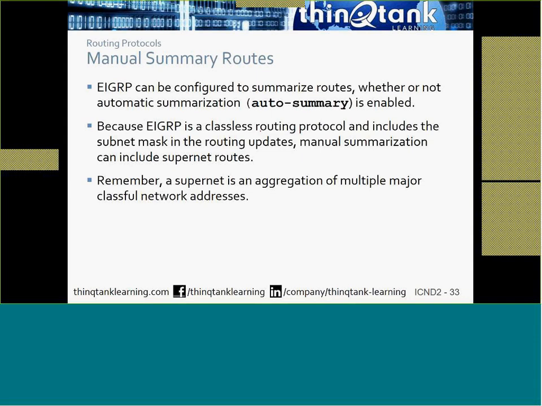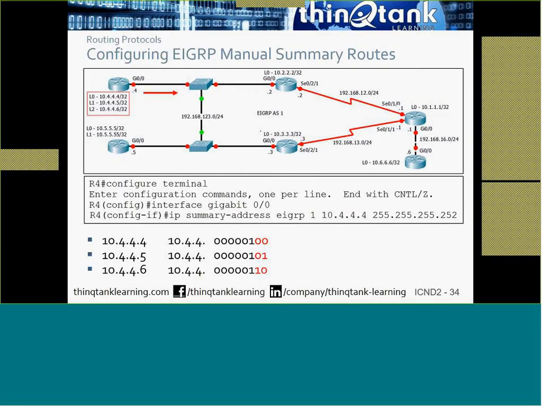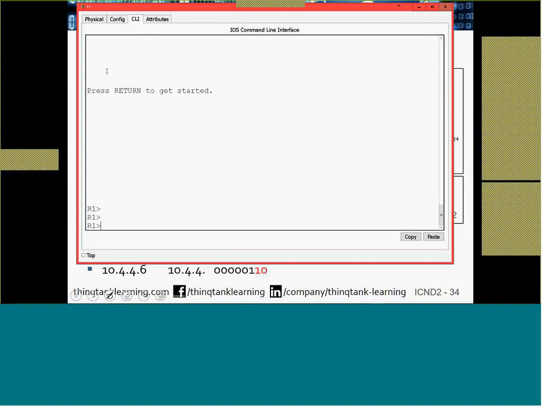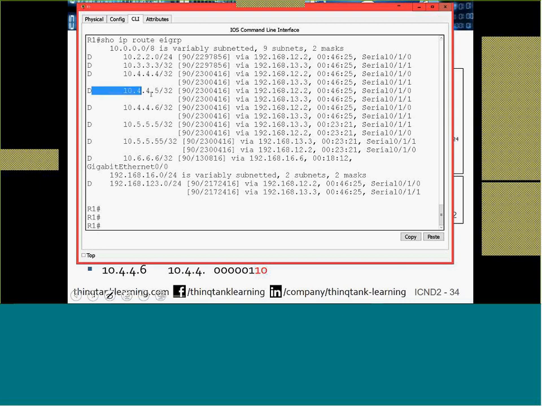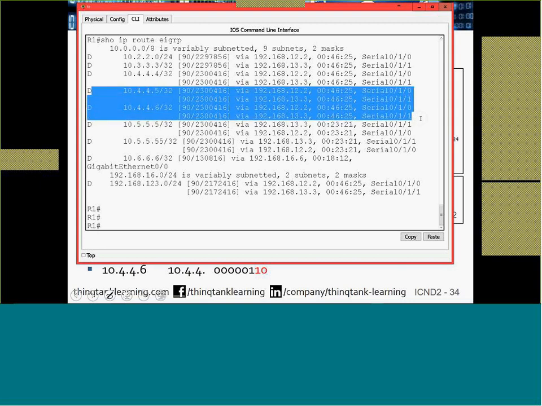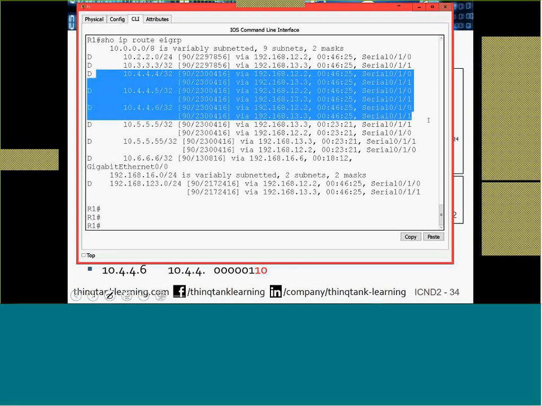Okay? So let's take an example. You guys can configure this if you so choose. You don't have to necessarily. But let's say router 4 here. I want to summarize those 3 loopbacks, and instead of advertising the 3 loopbacks, I want to just advertise a summary. Now, if I go to router 1 real quick, and I do a show ip route eigrp, I can see 10.4.4.4, 10.4.5.4, and 10.4.6.4 there. So I'm seeing the individual loopbacks there.